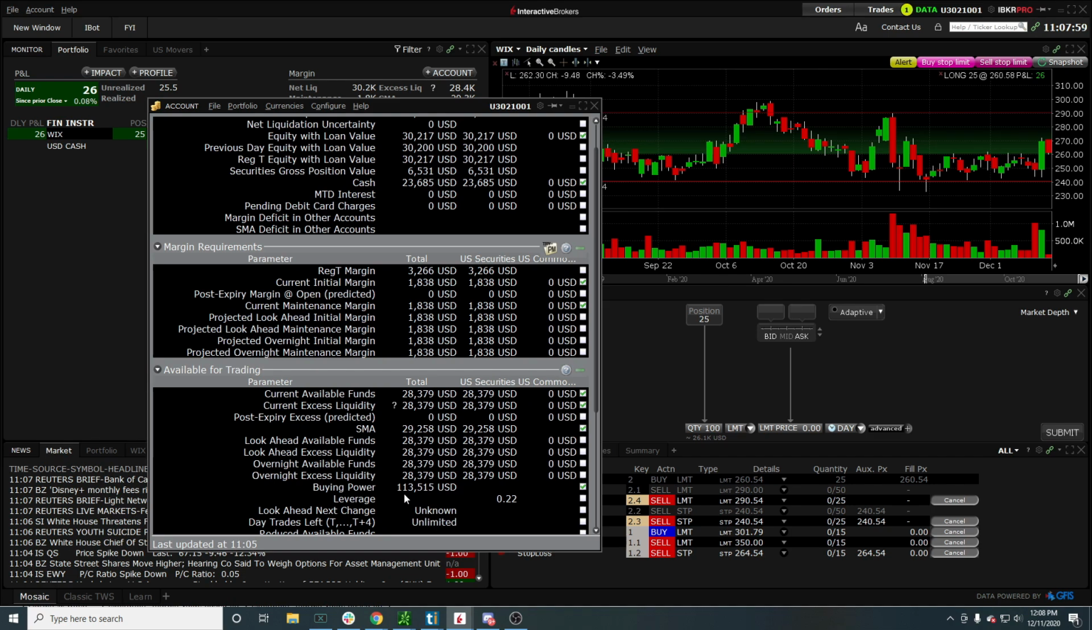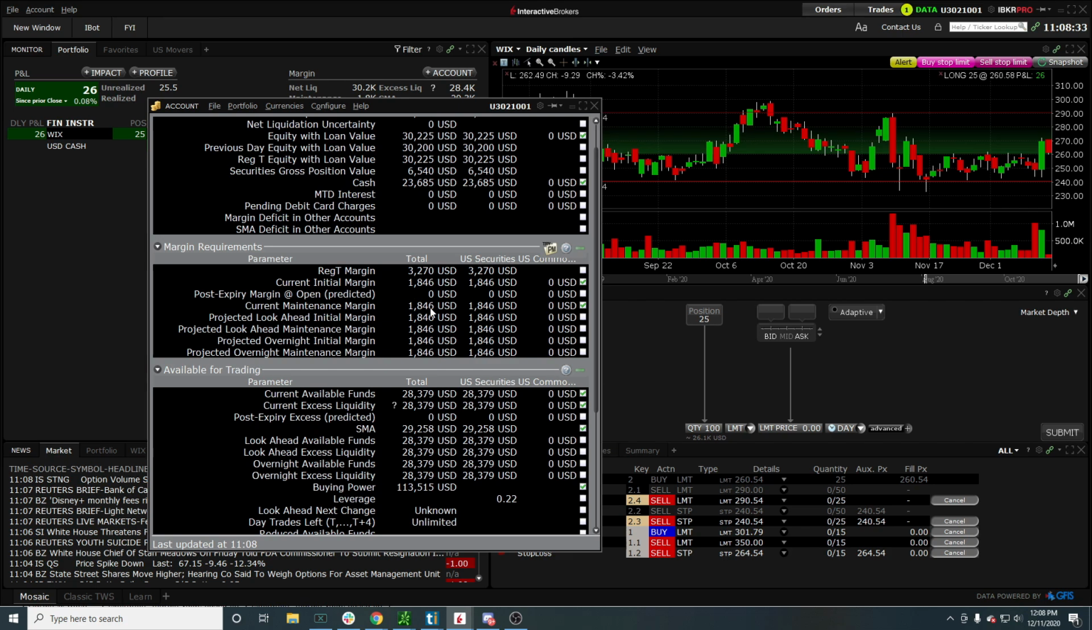So for day trade buying power, you get 4-to-1, so 113,000. But your overnight availability right here is showing 28,379. So that's basically this 30,225 minus my current initial, my maintenance margin, current maintenance margin. So if this overnight liquidity starts to go negative or get in the red or yellow, then they can liquidate positions, etc.